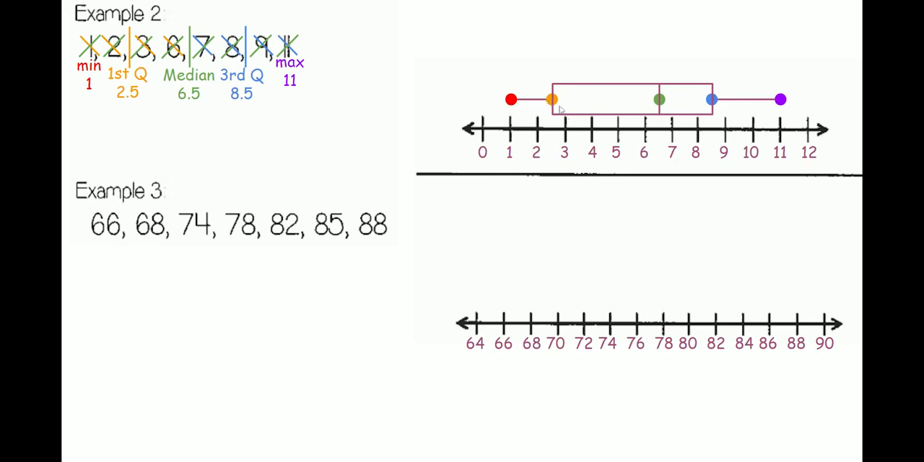So 25% of the data is over here, 25% over here, 25% of the data is over here, and 25% of the data is over there. Lastly, let's do this example.